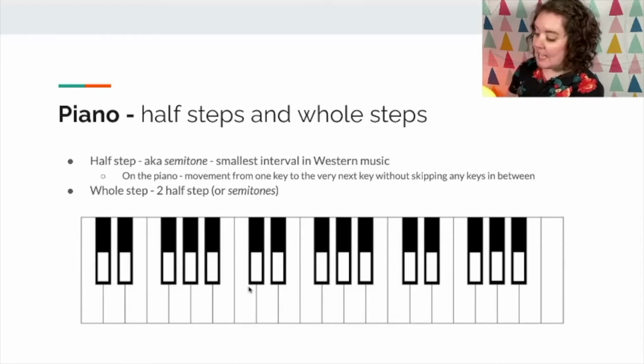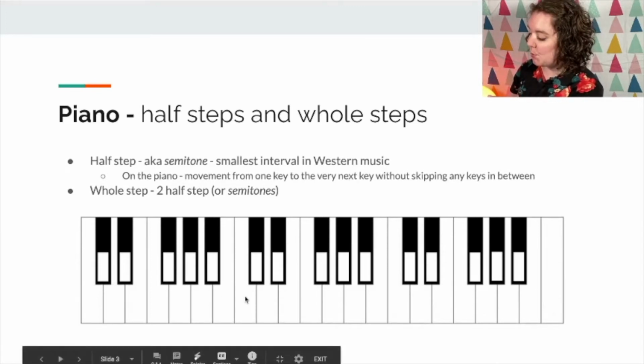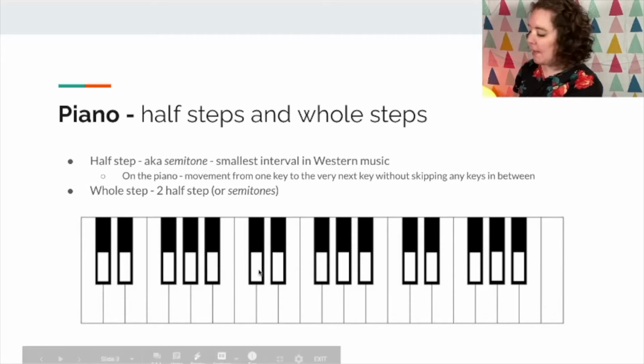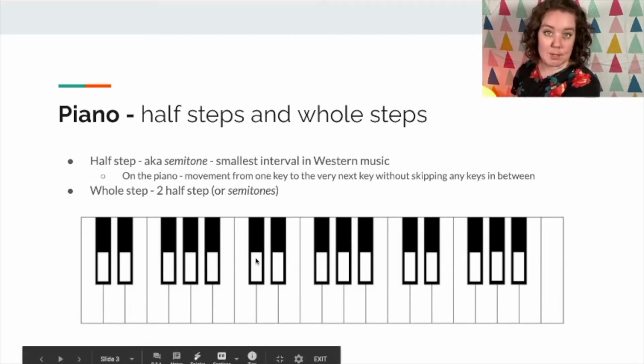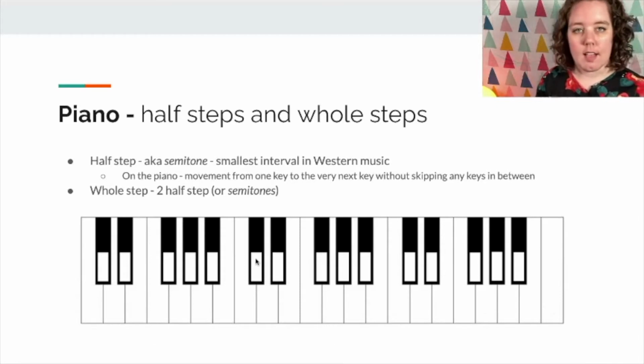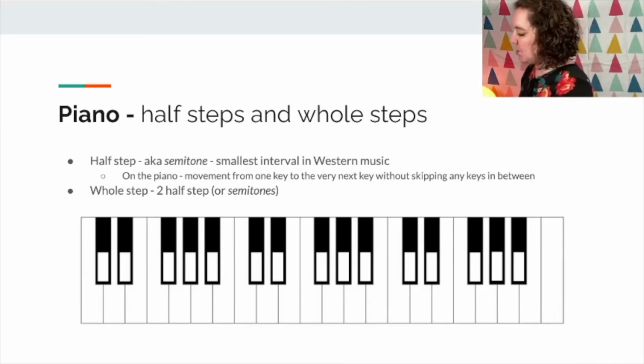So for instance, if I go from this white key to this white key, I haven't skipped any keys because there are no keys in between the two. However, if I try to go from this white key to this white key, I've gone more than a half step because there's this black key in between. So a half step is always to the very next key without skipping any in between.